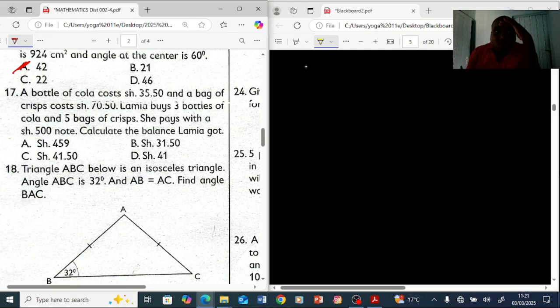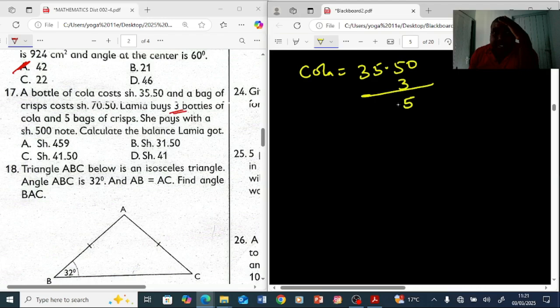So 1 cola is equal to 35.50. So she buys three bottles, so times 3. 5 times 3 is 15, carry 1. 15, 16, 9, 10.